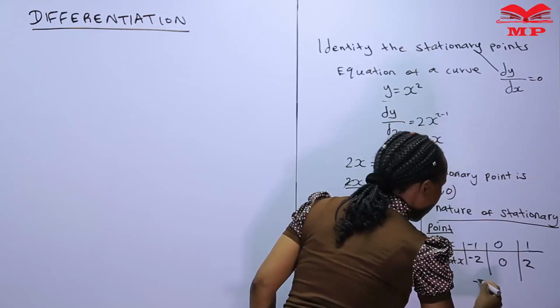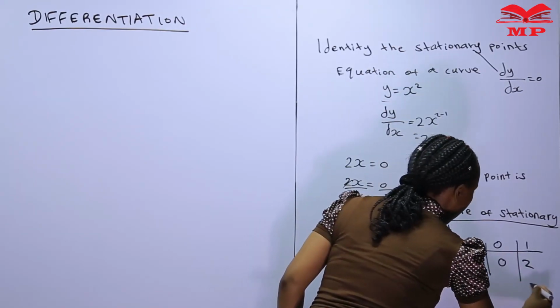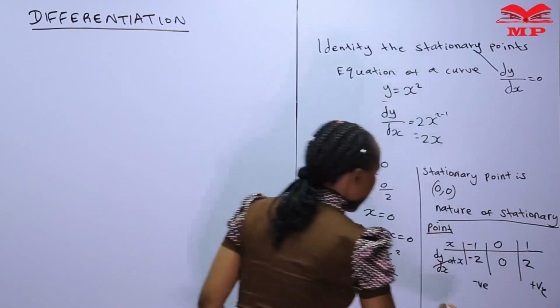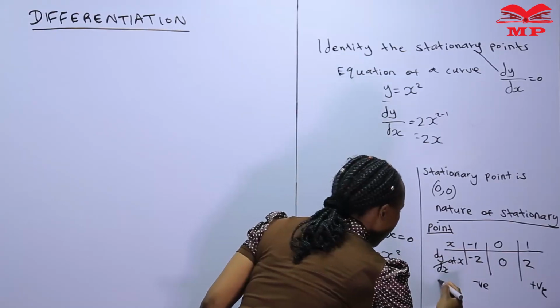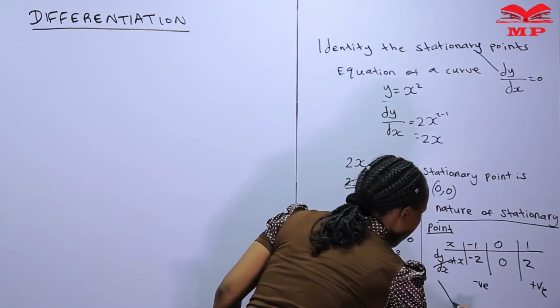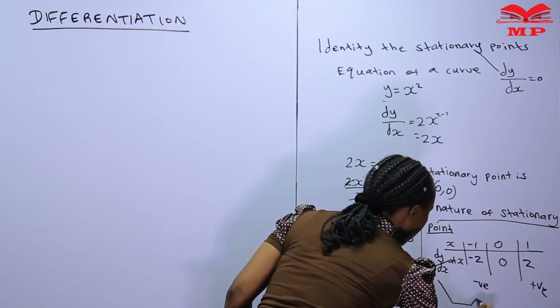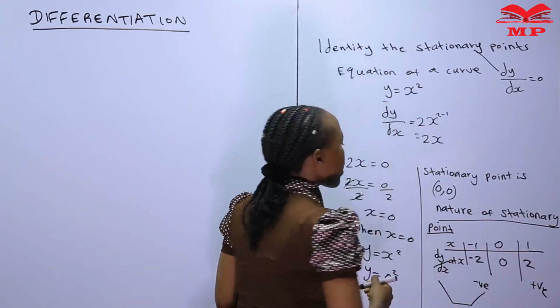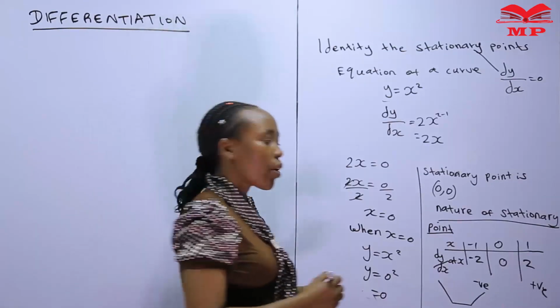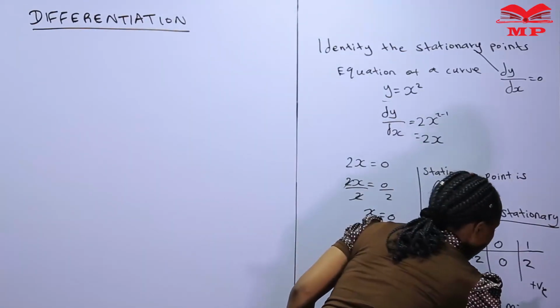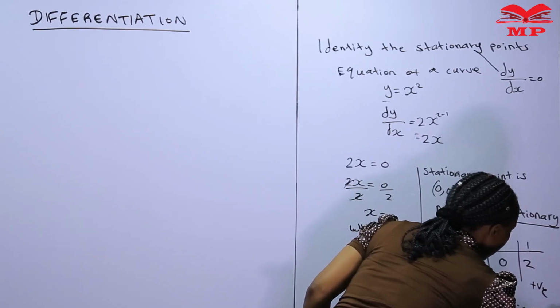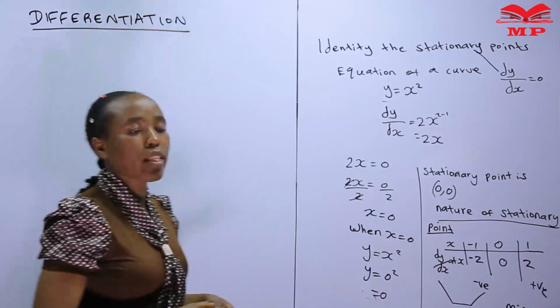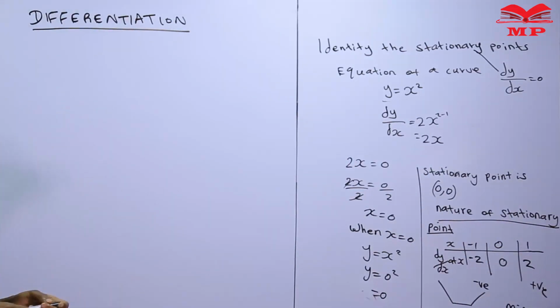Meaning that our gradient here is negative and here is positive. And therefore we have negative, 0, and positive. This is negative, 0, positive, and therefore our stationary point is a minimum. So that's how we identify the stationary point and also the nature of the stationary point.